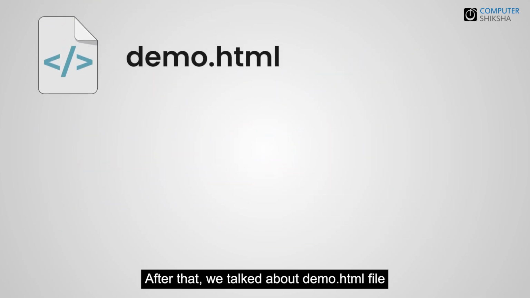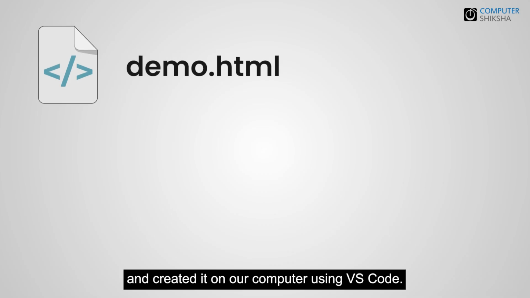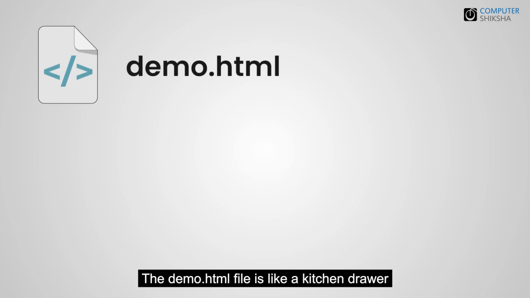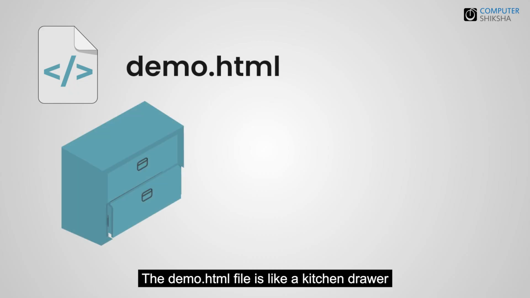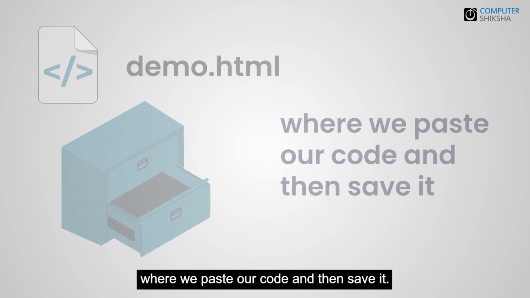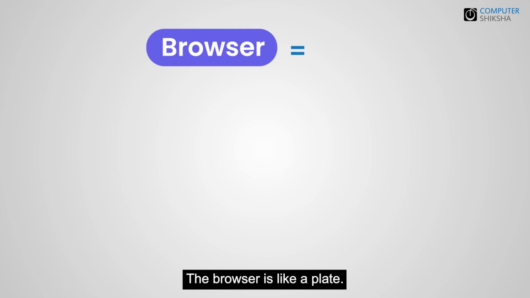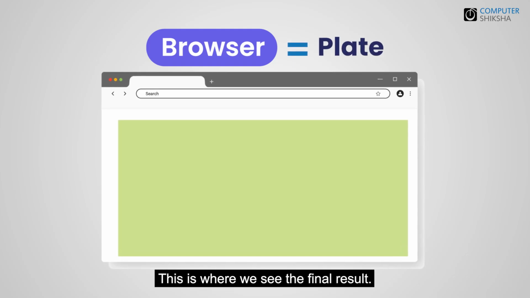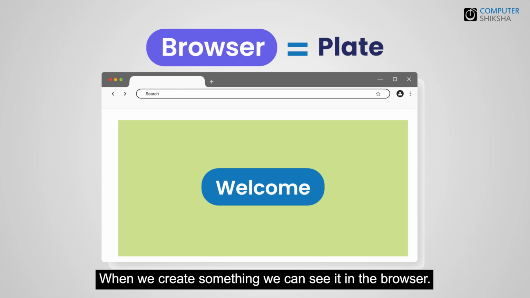After that, we talked about demo.html file and created it on our computer using VS Code. The demo.html file is like a kitchen drawer where we paste our code and then save it. Then we learned about the browser. The browser is like a plate. This is where we see the final result. When we create something, we can see it in the browser.